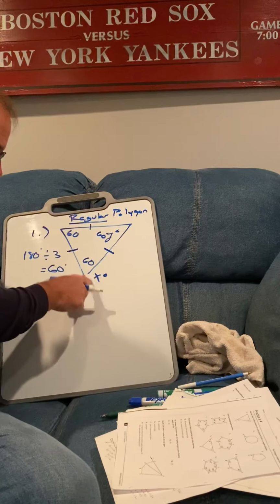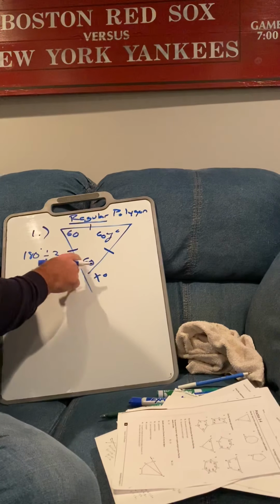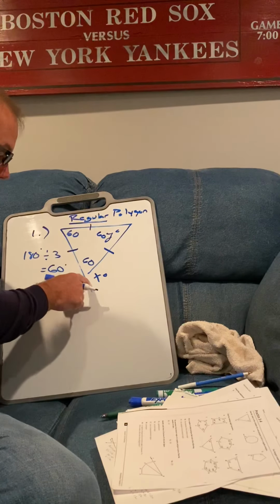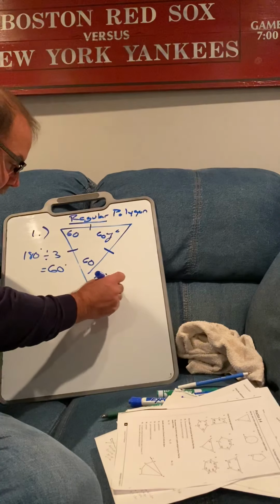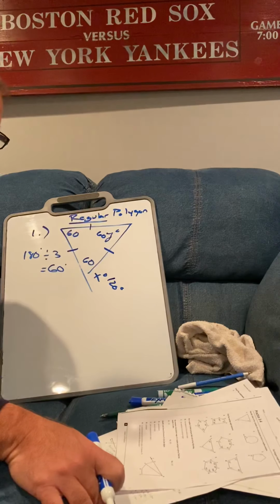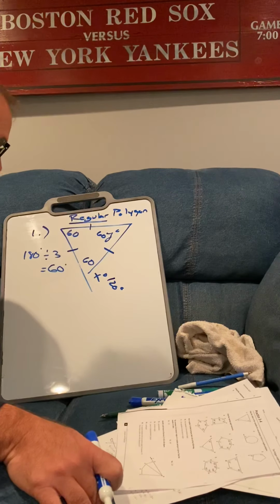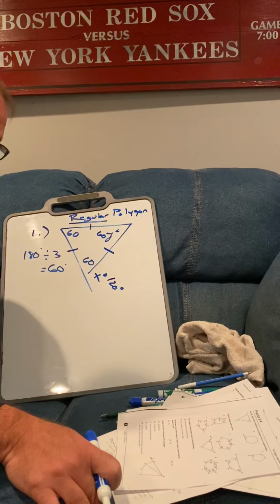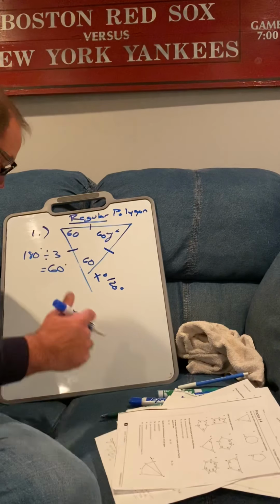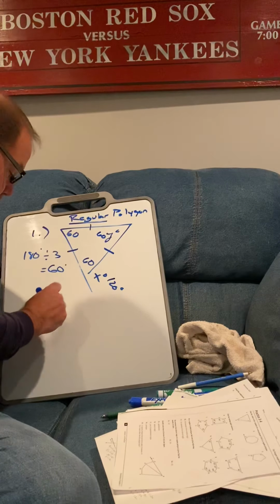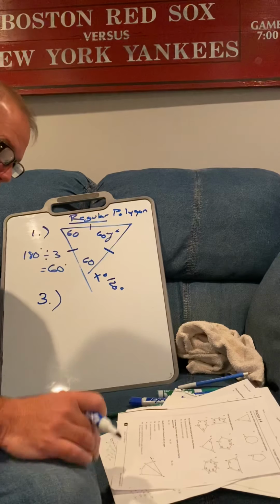Angle X, we know the relationship forms a straight line. That's always 180. So 180 minus 60 would be 120. So that's how we would do a problem like that. I'm going to let you do number 2. Okay, number 3.